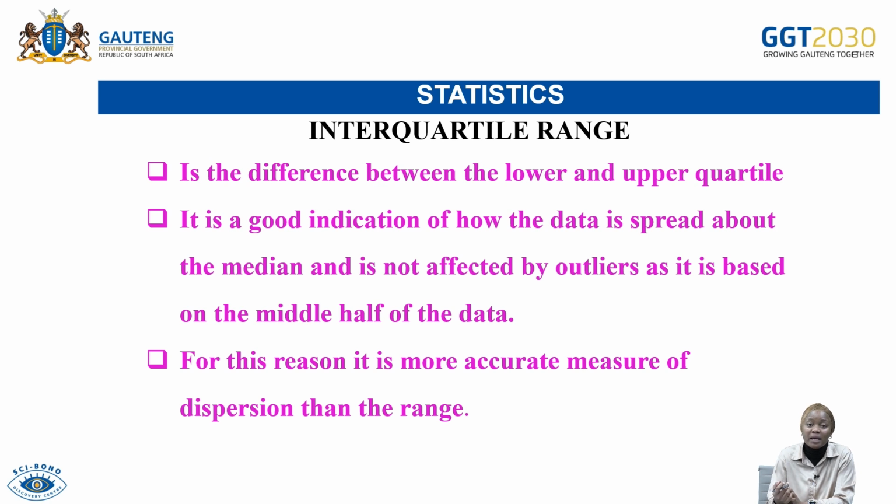And it is based on the middle half of the data. Unlike the range, which is affected by outliers. If you have outliers, your range is going to be misleading. But the interquartile range is not affected by outliers. For this reason, it is a more accurate measure of dispersion than the range.